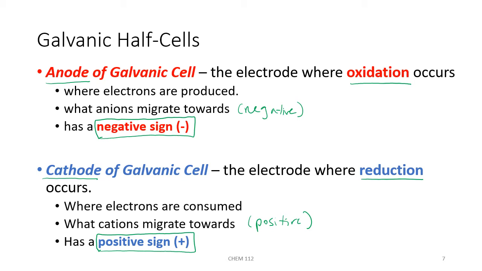But it's important to know that we're talking about galvanic cells right now, specifically. Remember, there are two types of cells that we're going to study in this chapter, galvanic cells and later electrolytic cells. So I'm being very specific right now: the anode of a galvanic cell is where oxidation occurs, and the cathode of a galvanic cell is where reduction always occurs.